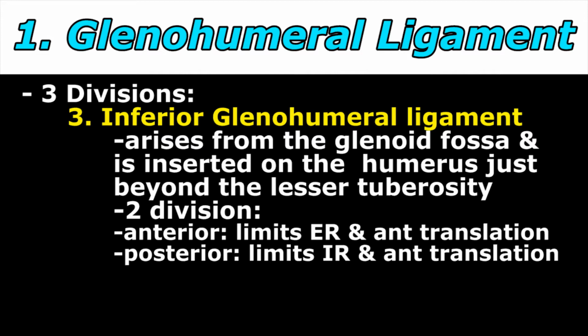This ligament arises from the glenoid fossa and is inserted on the humerus just beyond the lesser tuberosity, and has 2 portions, the anterior that limits external rotation and upward and anterior translation of the humeral head, and the posterior portion that limits internal rotation and anterior translation of the head of the humerus.